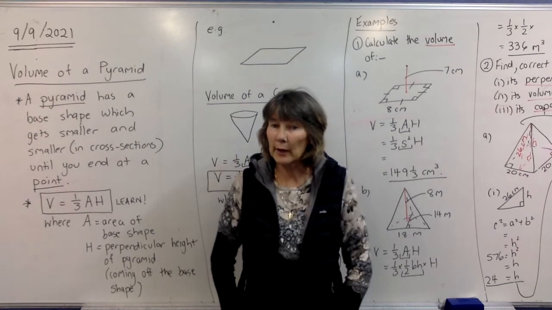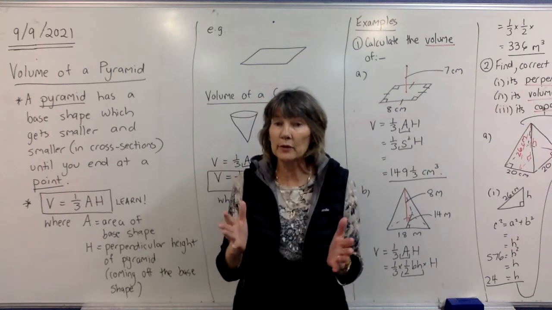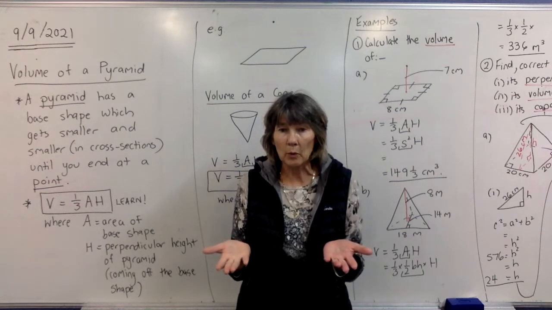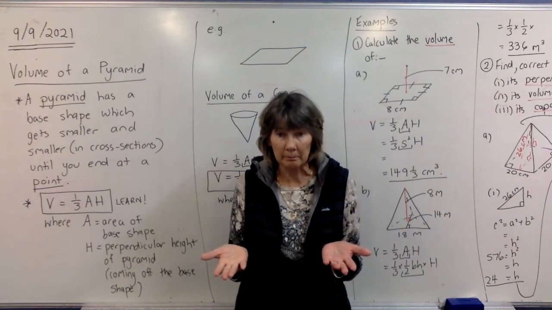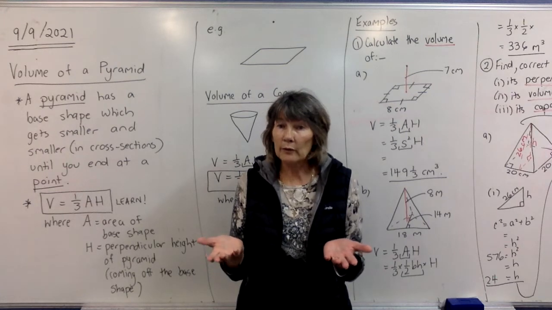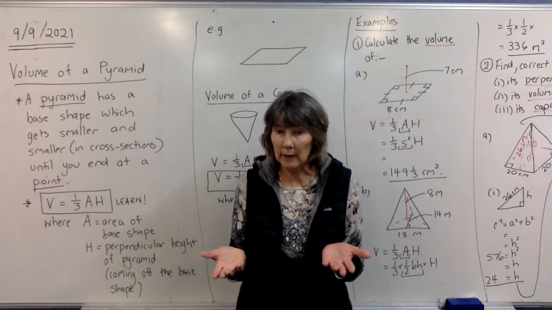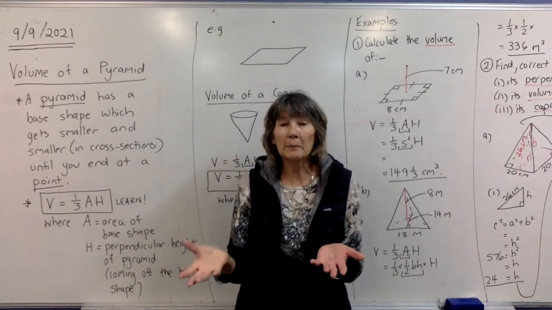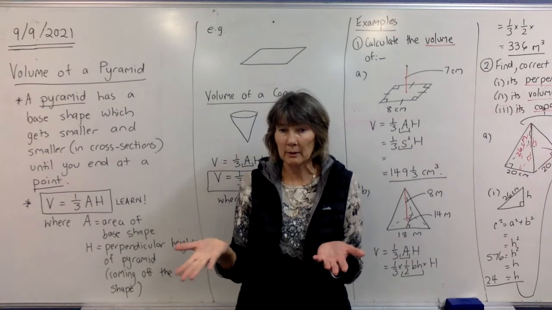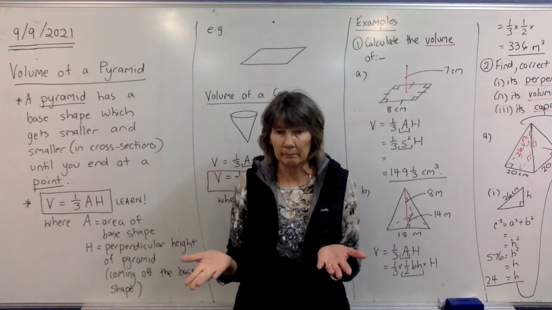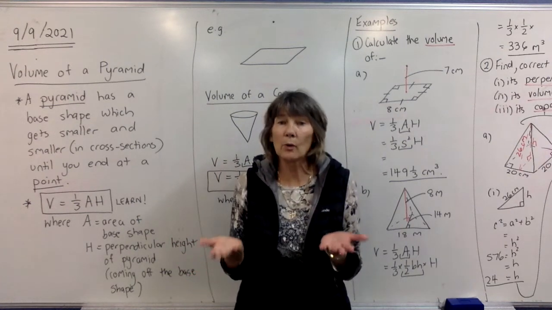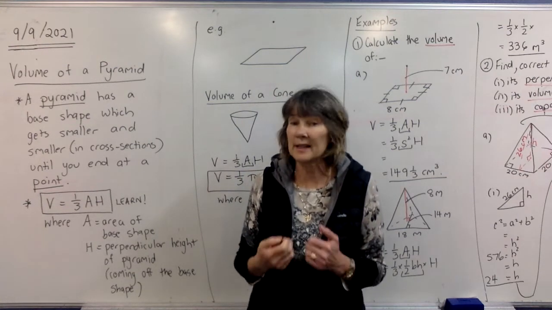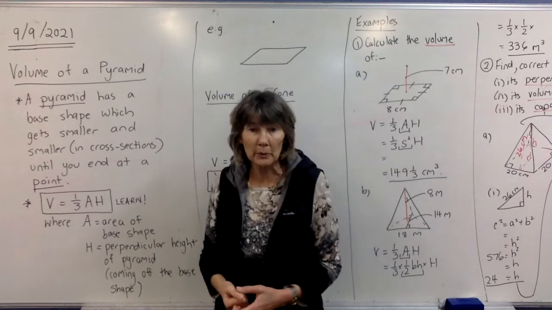Okay, so if we have two things with the exact same base shape, and one's a pyramid and one's a prism, if we fill the pyramid with water and pour it into the prism, how many of the pyramids do you think will fit into the prism? Well, the answer is always 3. Okay, so the volume of a pyramid is exactly 1/3 of the volume of a prism.